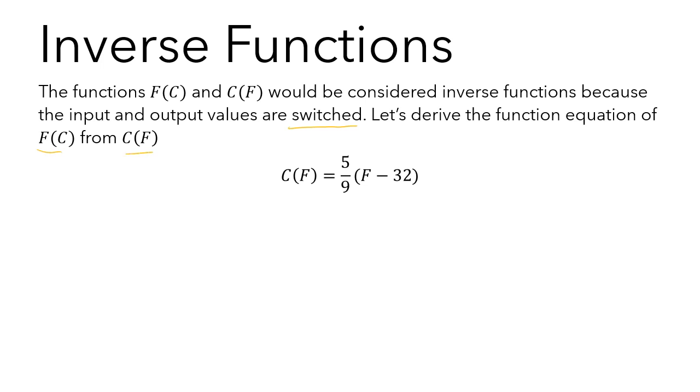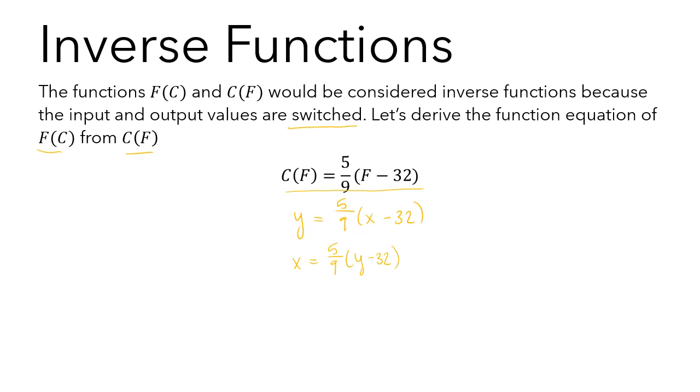c of f. So here's my original equation with c of f. I'm going to replace c of f with y and f with x for the sake of simplification. Now to find the inverse, I'm going to swap x and y. So this becomes x equals 5 over 9 times y minus 32. And I'm going to solve this equation to get y by itself.